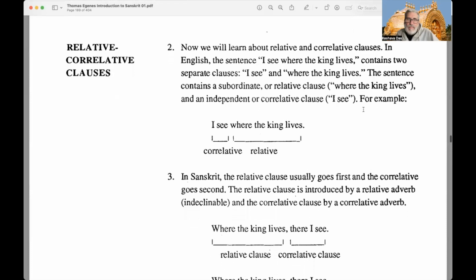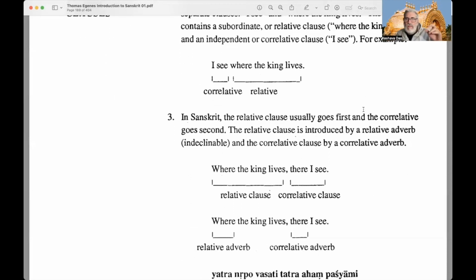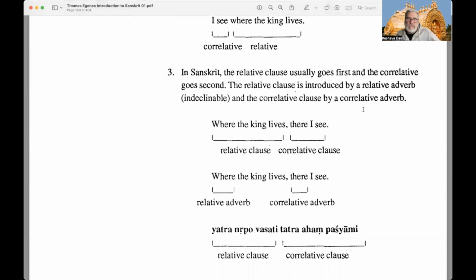So here's some examples. Here's the first example. I see, he calls it a correlative clause. I call it a primary clause. And where the king lives, he calls that a relative clause. It could also be called a subordinate clause, or a secondary clause, let's say.